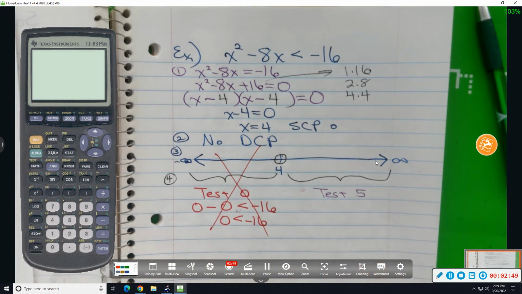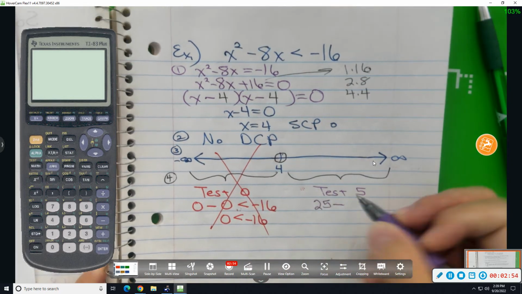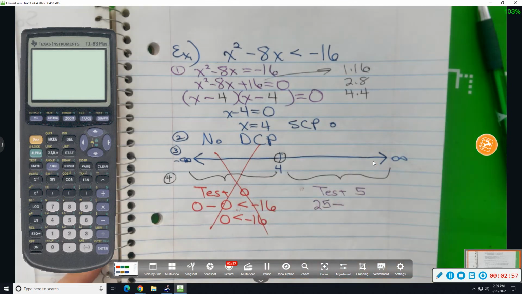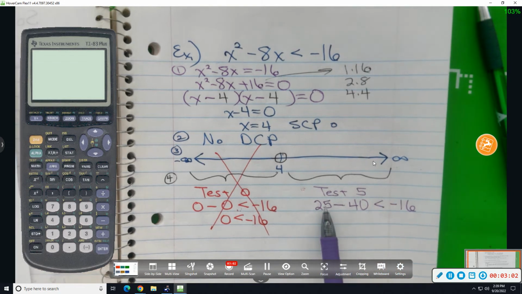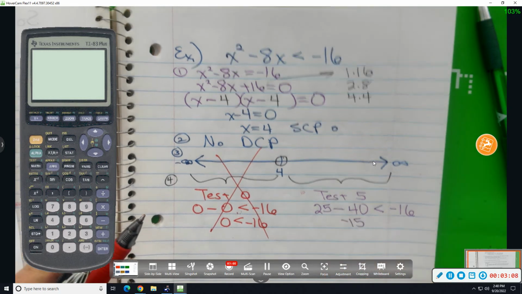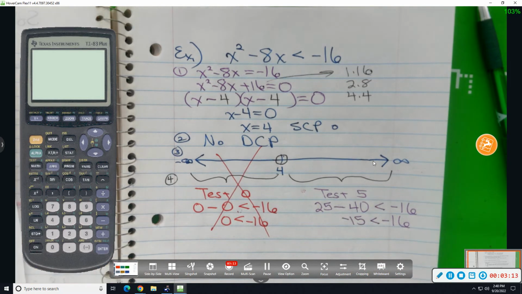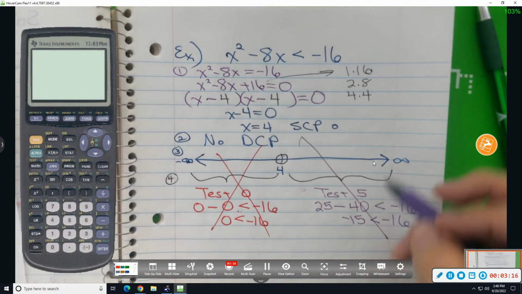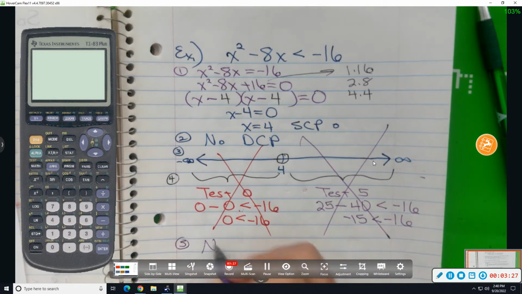Plugging in 5. 5 squared is 25, minus 8 times 5 is 40, is less than negative 16. 25 minus 40, that's negative 15. Negative 15 is smaller than negative 16? Be careful. No. False. This thing doesn't alternate. As a matter of fact, do we have anything shaded on that number line? No. The final answer would be no solution.